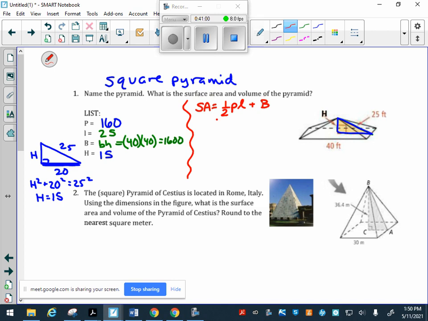Okay, so 1/2 times P is 160 times L is 25 plus capital B is 1600. So 1/2 of 160 is 80, times 25 is 2000. And then add the whole 1600. So the surface area is 3600 square feet.